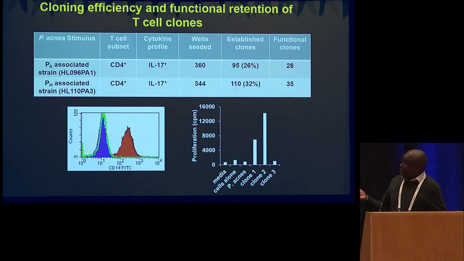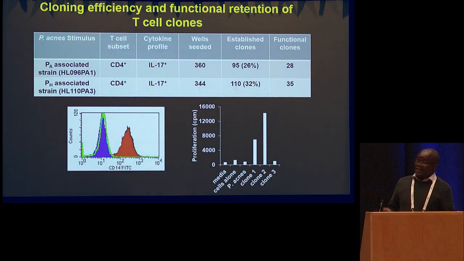This is just a summary of one of the experiments. We have the acne-associated strain, which again we use as a stimulus. This is the double population of cells we're interested in, the ones we seeded. We established 95 clones over here, and then we select for functional clones.